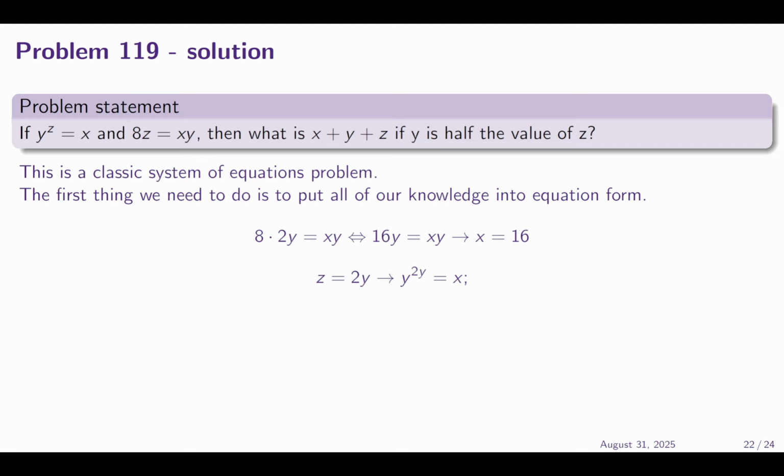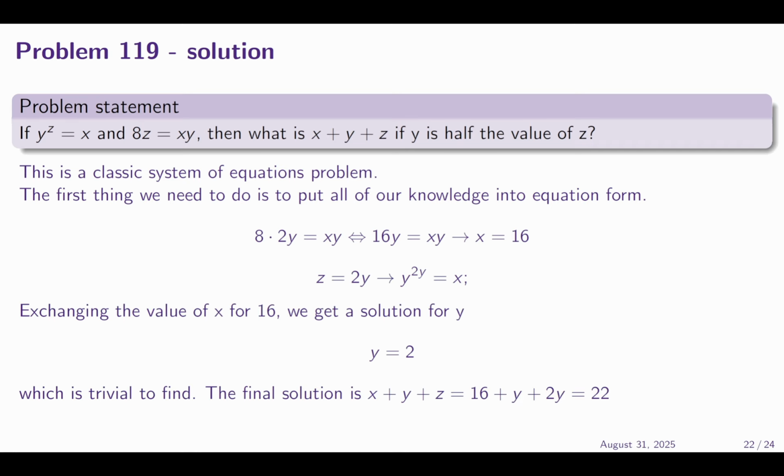Now, applying this to the first equation, we get that y to the power of 2y is equal to x. This y can trivially be calculated to be equal to 2. Another way you can do this is by utilizing logarithms, which is not going to be shown today. Applying this, we get that our final solution for x plus y plus z is equal to 16 plus the value of y plus 2 times the value of y, which is z. Therefore, this equals 22.